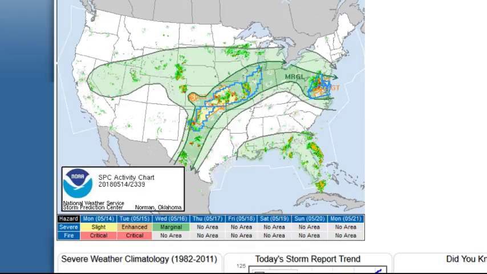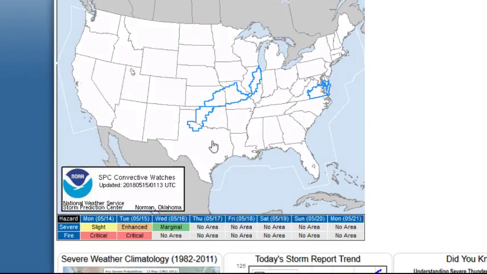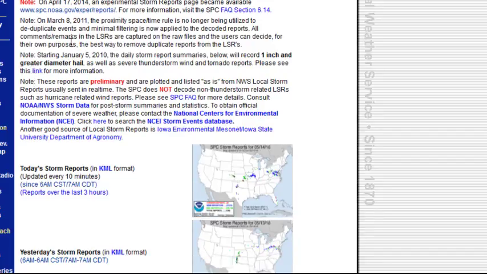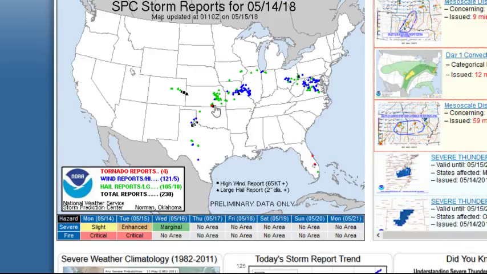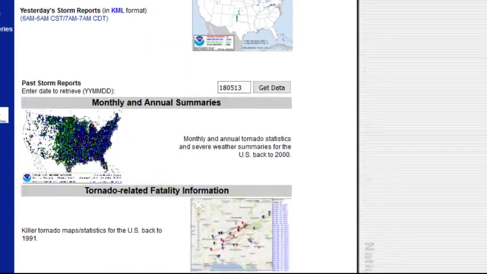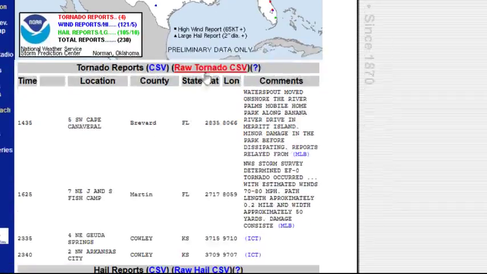I think SPC will give that information to us. There's the severe watches. No tornado watches in effect. And let's check out the storm reports. Looks like one tornado report, looks like around Wellington. Let's see if we can bring that up there, find out where that tornado report was.